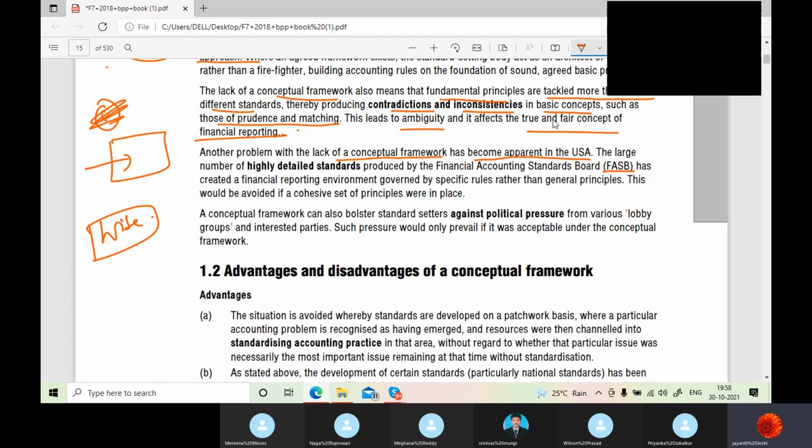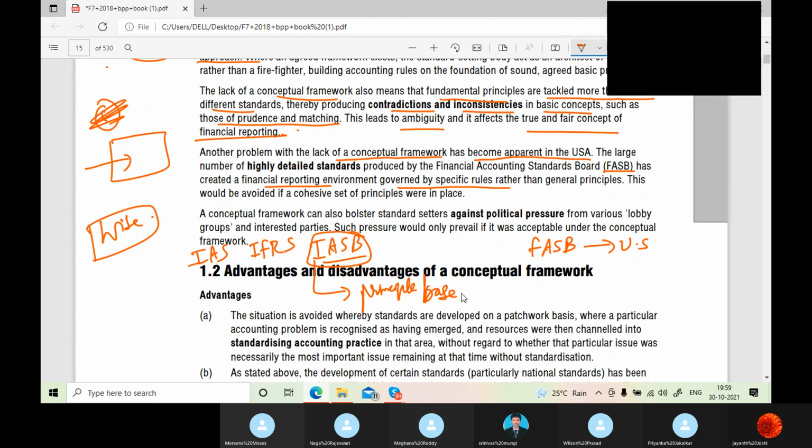So the large number of highly detailed standards produced by FASB has created a financial reporting environment governed by specific rules. So here I would like to say, IASB and FASB are the two bodies which are the preparers of accounting standards. FASB is for United States. IASB prepares international accounting standards. They are the ones who are responsible for IFRS and IAS. Okay. Generally, the IASB's standards are principle based. And FASB standards are rule based.